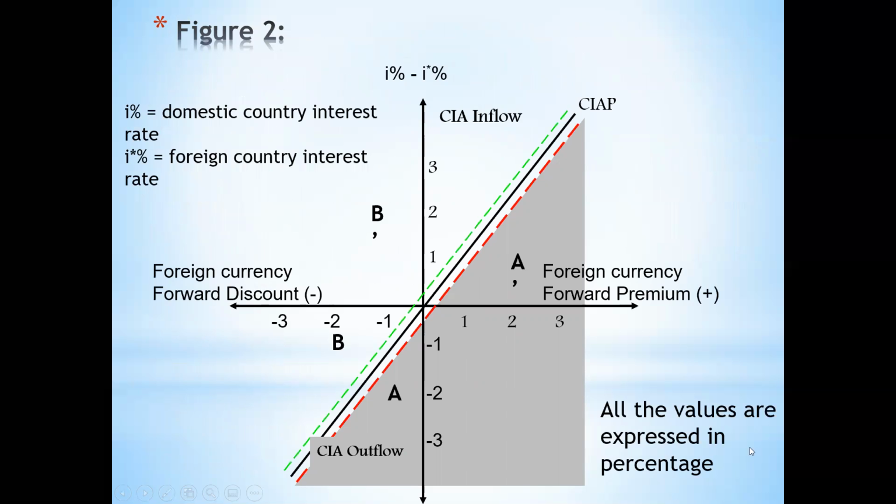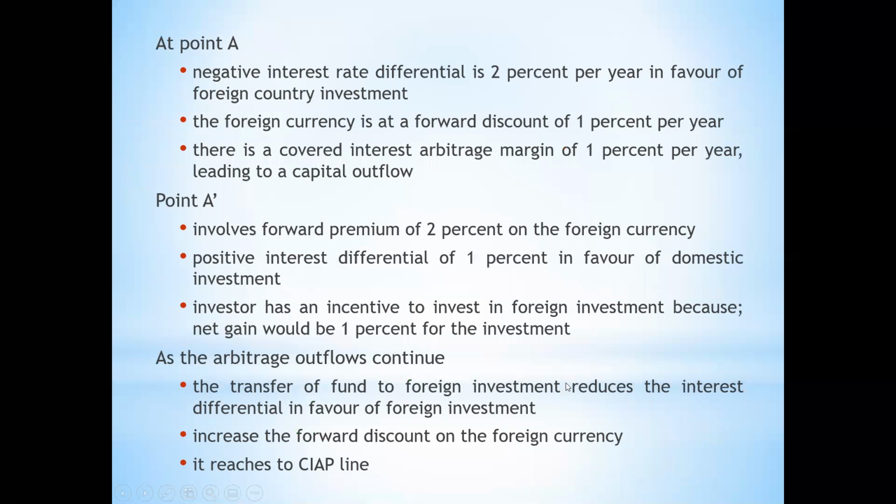Now you have two axes. This is your covered interest arbitrage parity. Like our purchasing power parity, there is no gain or loss from this point, whether you invest for interest in the other country or in your own country. Now, let's look at one point here. I will explain it and come back to the graph.